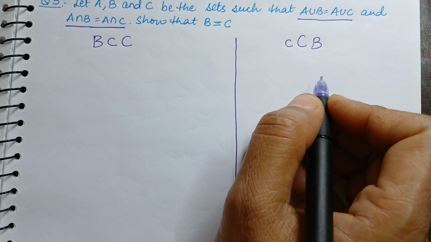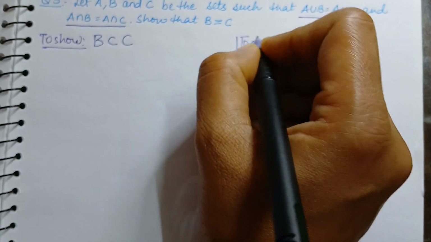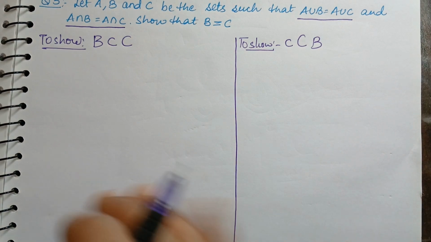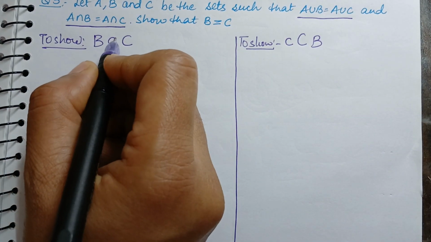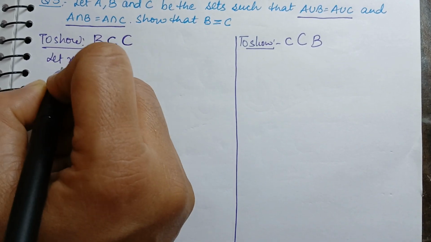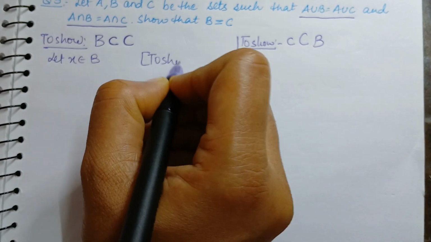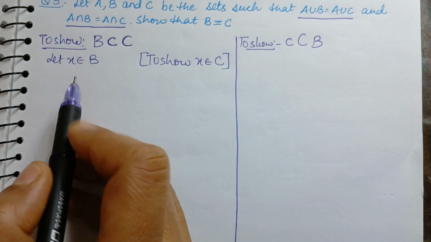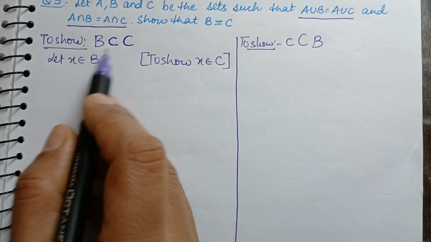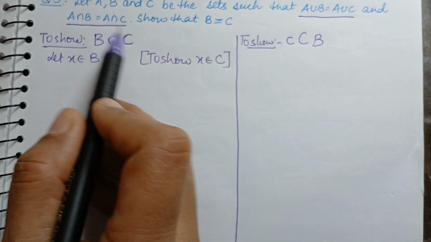If I show this, it means B is equal to C. If I show that these are contained in one another, then it means B is equal to C. Now see, to show B is contained in C, what do we do? We consider: let X belong to B. I will consider any arbitrary element X which belongs to B, and I will show that X belongs to C. If I show that this X belonging to B also belongs to C, then it means B is contained in C.